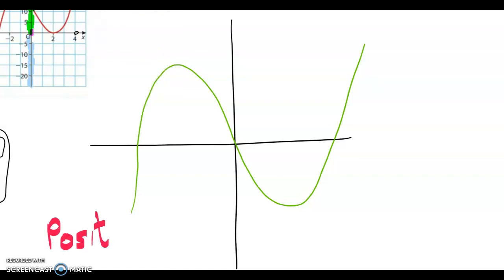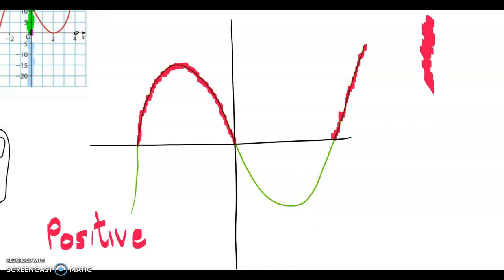Where is that function positive? It's positive when it's above the line, when it's above the 0, up in the positive part. Here it's positive, positive, positive. It stops being positive because it starts going down into the negative, and then it starts being positive again. So positive is anything up here. This is all positive up along there.